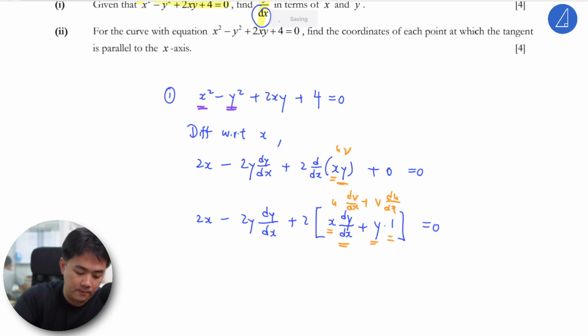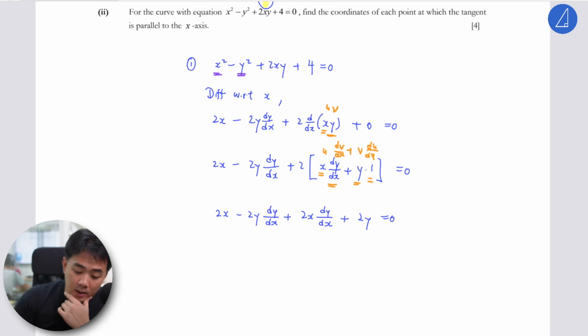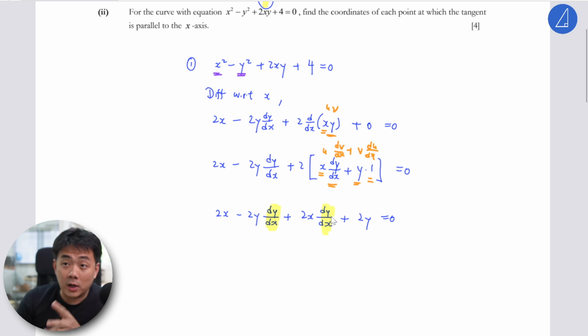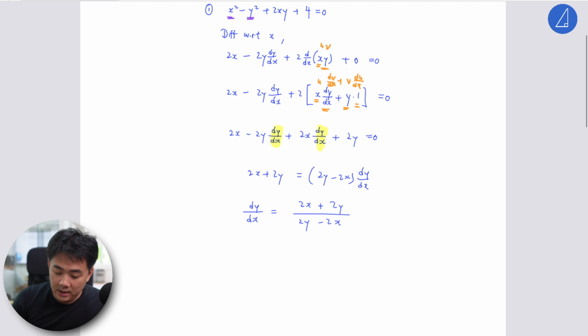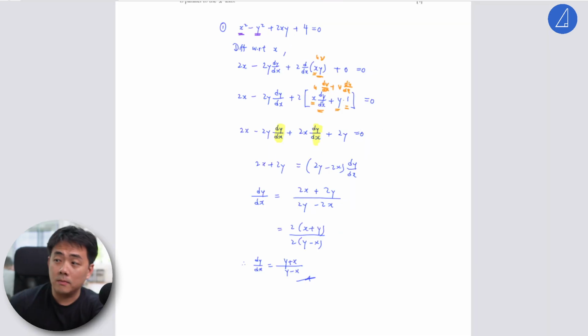Then we need to make dy/dx the subject. So I get this expression here. Then I'm going to make dy/dx the subject. You just factorize, move the rest to the other side, and just divide. In this case, we could factorize the 2 out and then simplify it, right? That's the answer there.